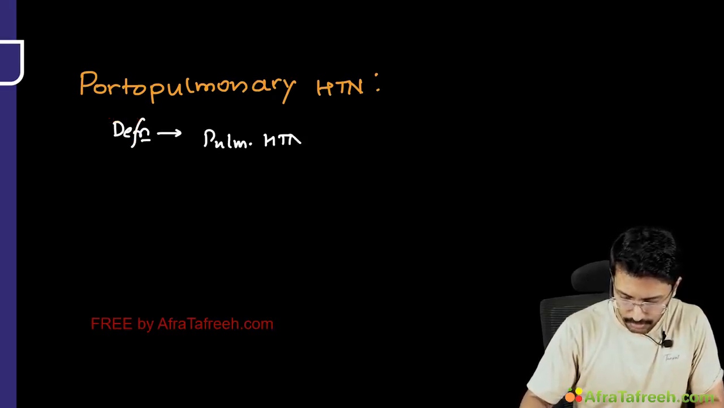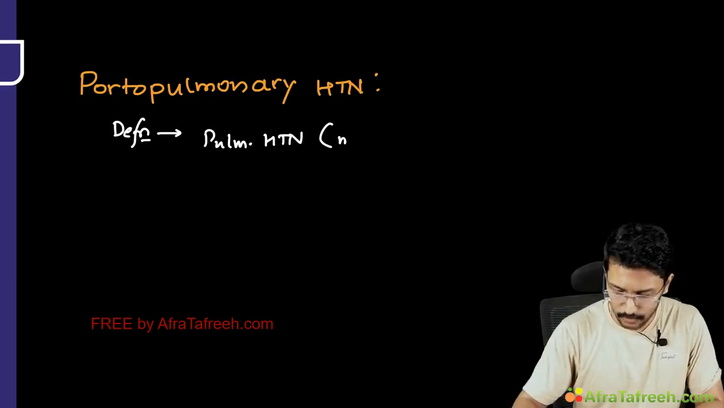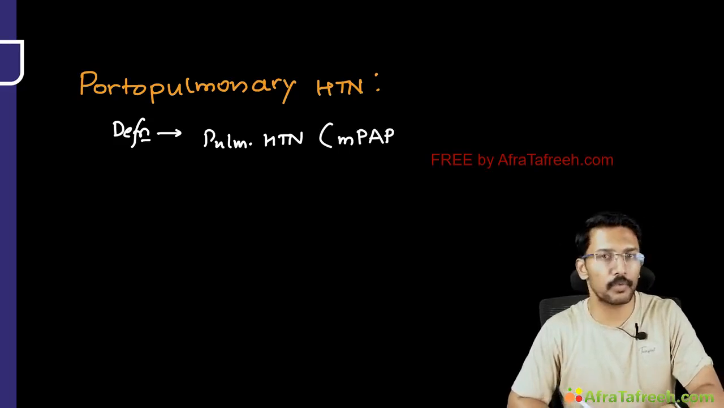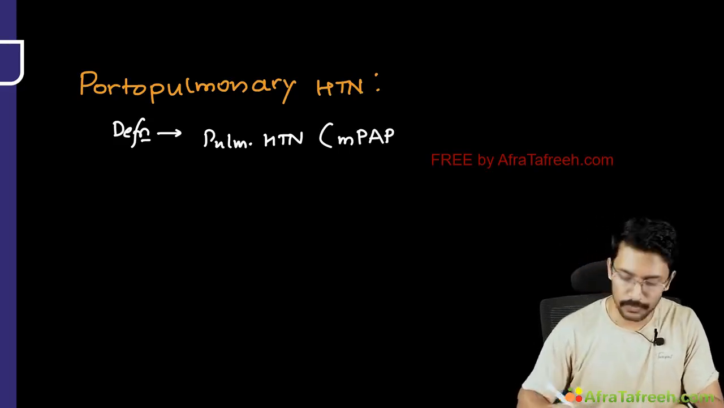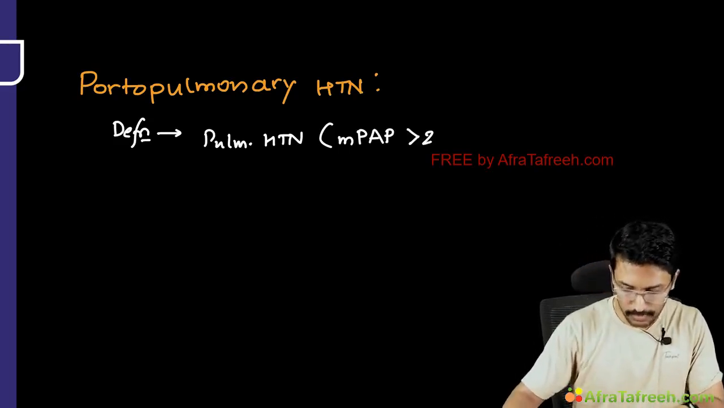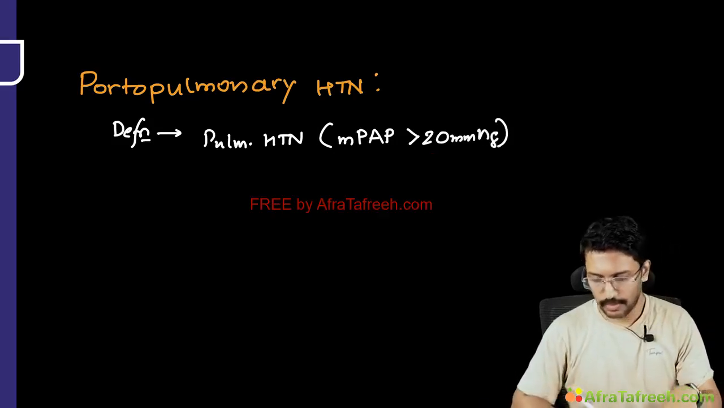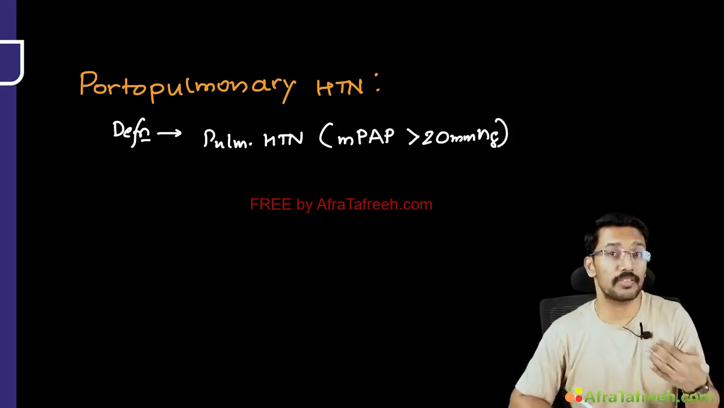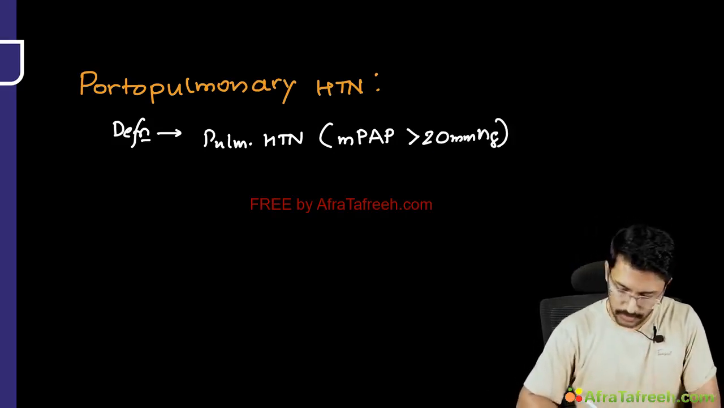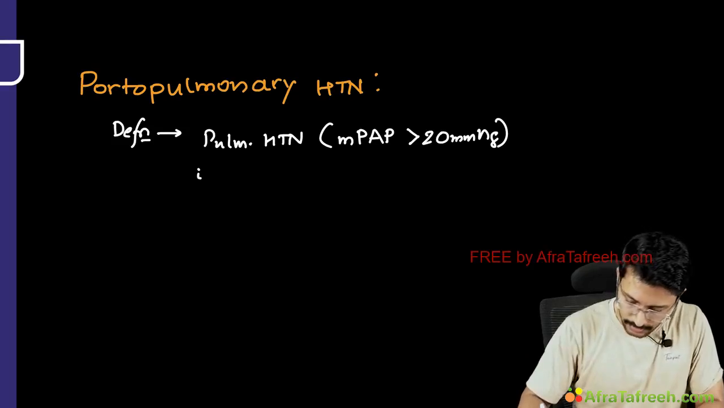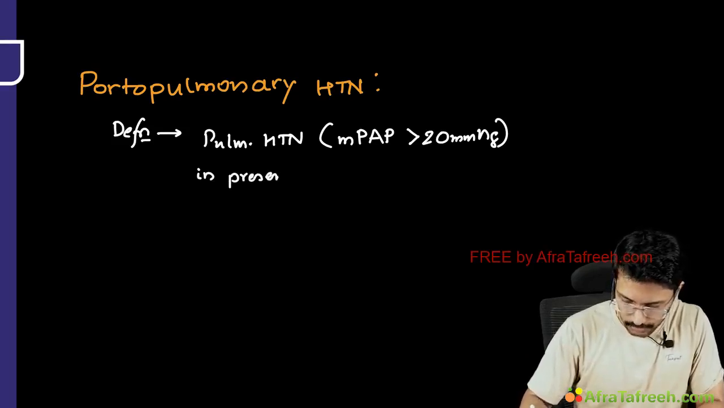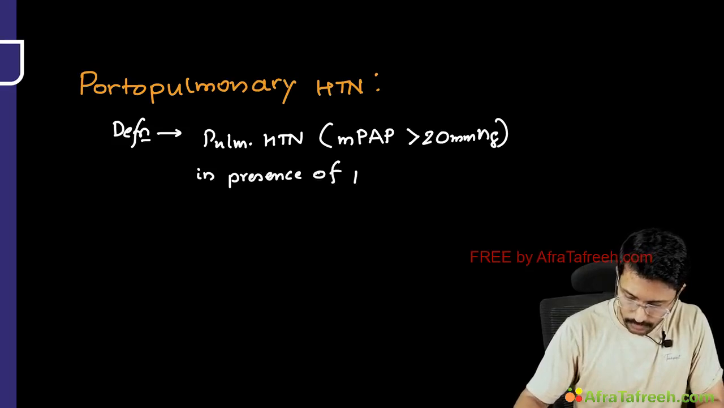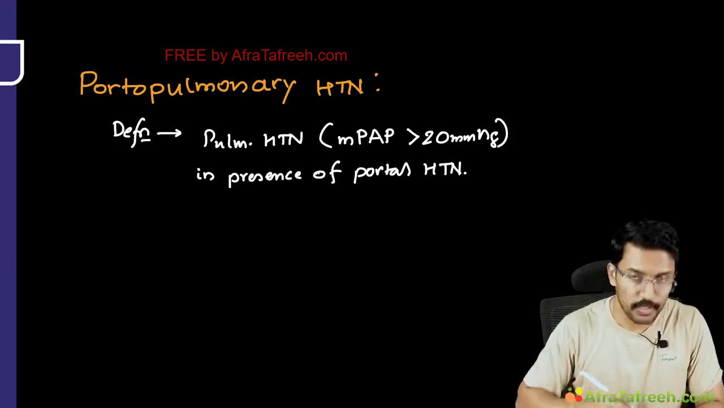pulmonary hypertension. And when I say pulmonary hypertension, obviously the diagnosis is based on mean pulmonary artery pressure. And what is the currently accepted mean pulmonary artery pressure for the diagnosis of pulmonary hypertension? Previously it was 25, now it is more than 20 millimeters of mercury, right? When MPAP is more than 20 millimeters of mercury, we say patient has pulmonary hypertension. So when patient has pulmonary hypertension in presence of portal hypertension, we will call it as portopulmonary hypertension.